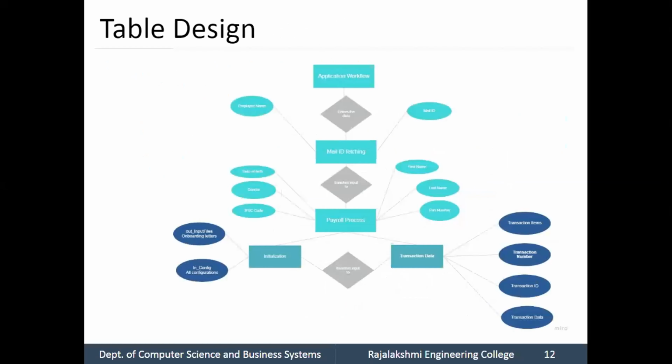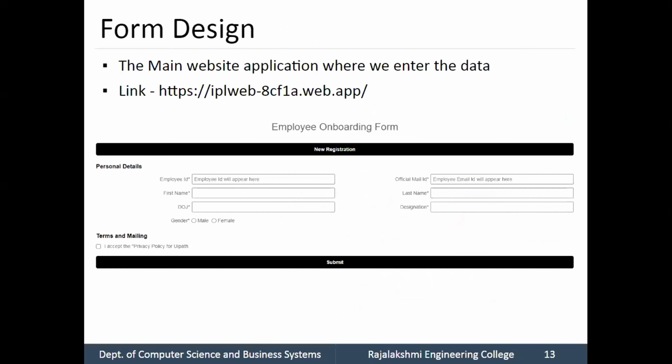And this is the table design. As I said, it's going to fetch you the employee ID as well as the mail ID. You're going to have details such as their bank accounts, their Aadhaar numbers, their phone numbers, their first name and last name, and so many things.